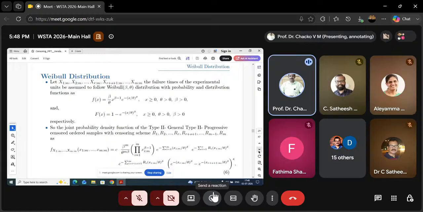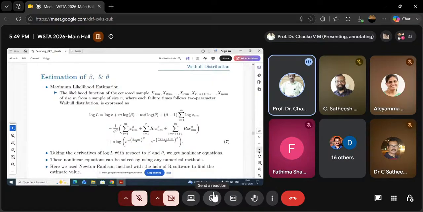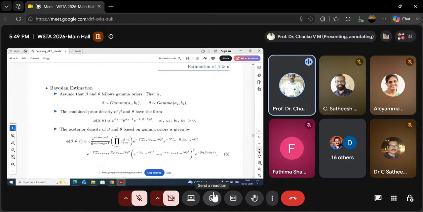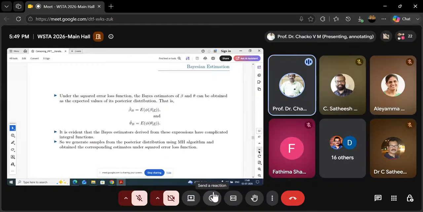From this distribution, we have developed the likelihood function. Here the likelihood is very complicated. We will not get the estimates by differentiating, so we have to use a numerical method. Using Newton-Raphson in R programming, we have estimated the values. Also, we have used Bayesian estimation by using some prior assumption on the parameters. That is the method, under the square error loss function, that is the posterior mean.